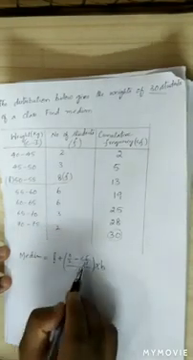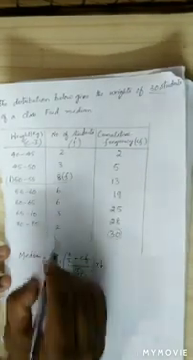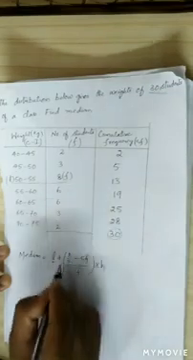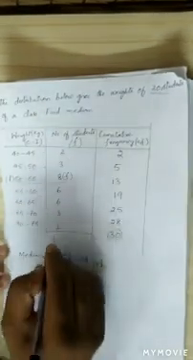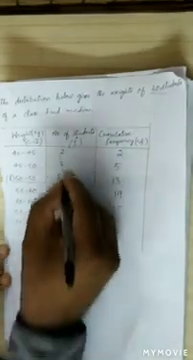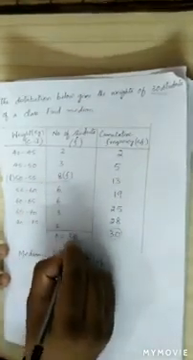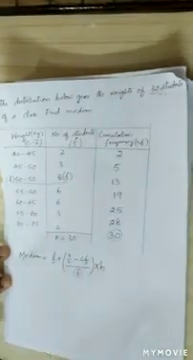What do we want? We want CF, small n, and H. In order to get small n, we have to add the frequency column. If you add the frequency column, we are just going to get small n. So after adding, we are going to get 30, because it is already mentioned in the question that there are 30 students in the class.